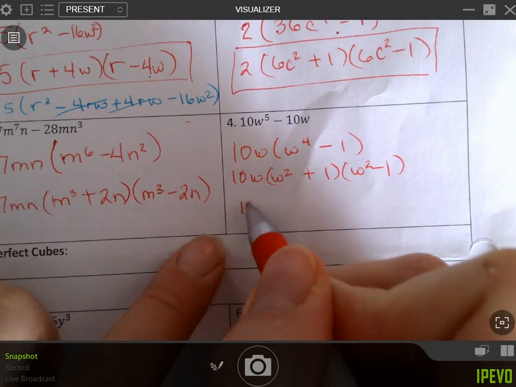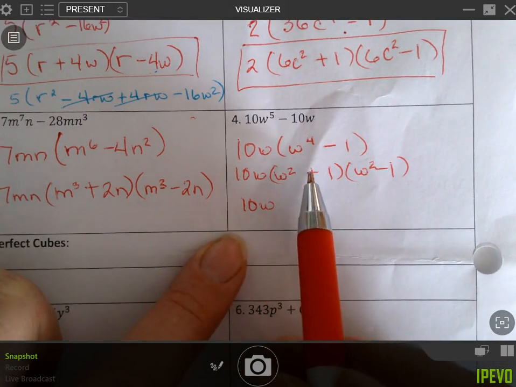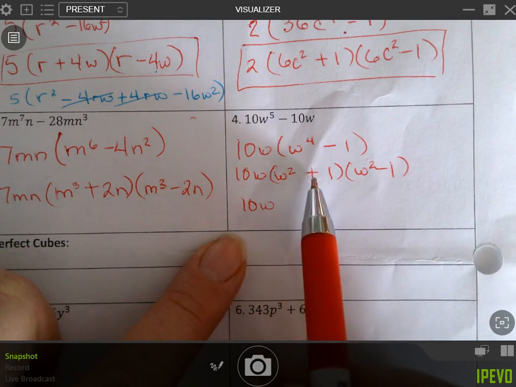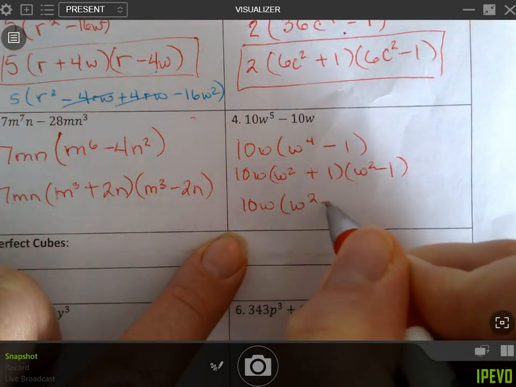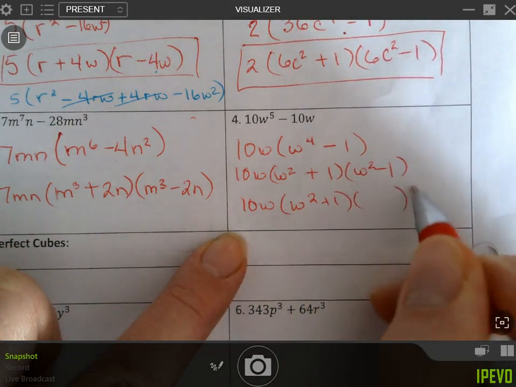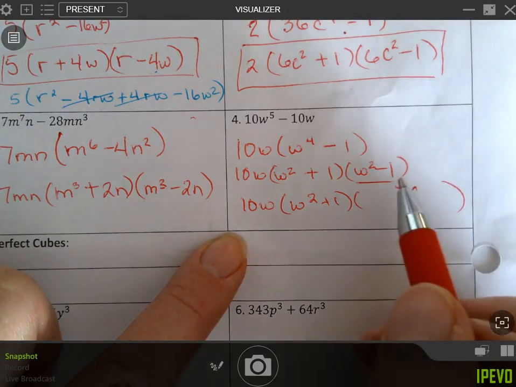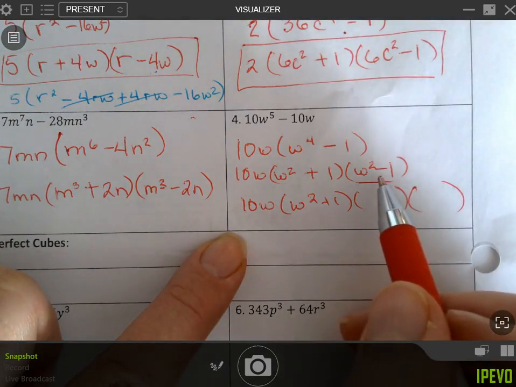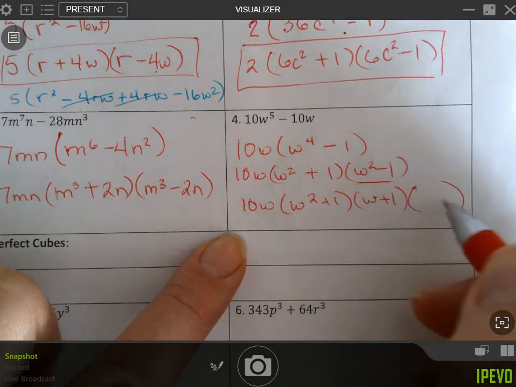Well, here's what I see. I got the 10w. Can this break down any further? As in, are there factors of 1 that would add up to 0? Because isn't 0 my middle term? Is this a difference of squares? Well, no, because it's a sum of squares, right? So this I'm stuck with, the w squared plus 1. But this guy, are there factors in -1 that add up to 0? Yeah, 1 and -1. Really? We don't see that, huh?